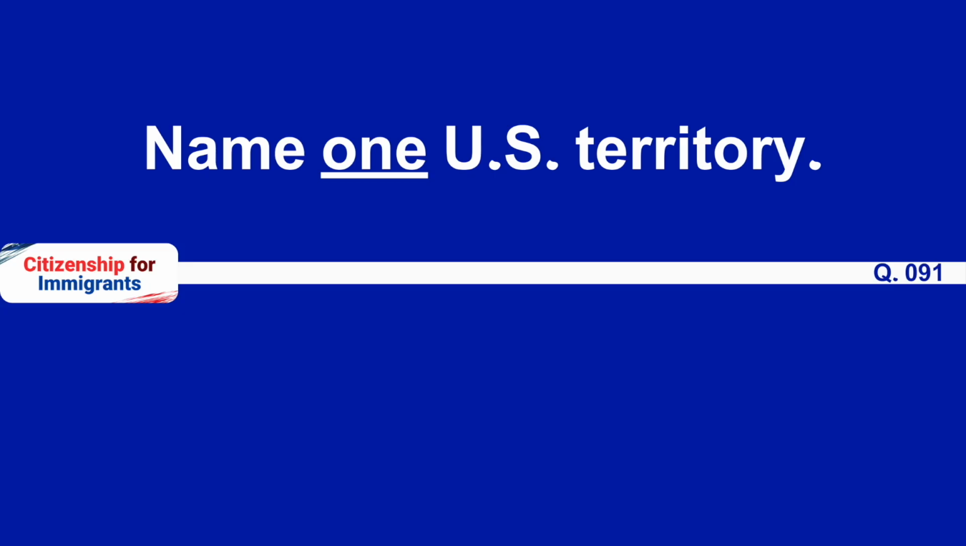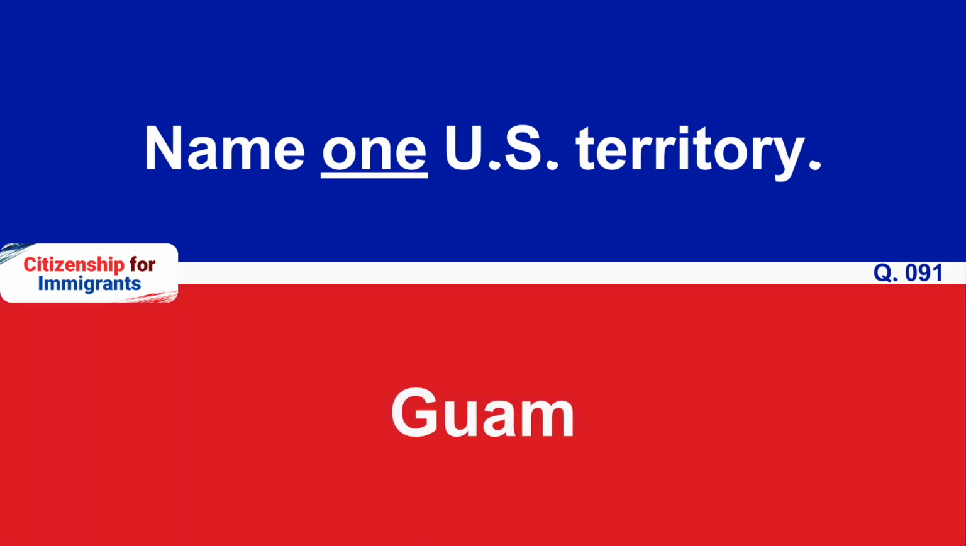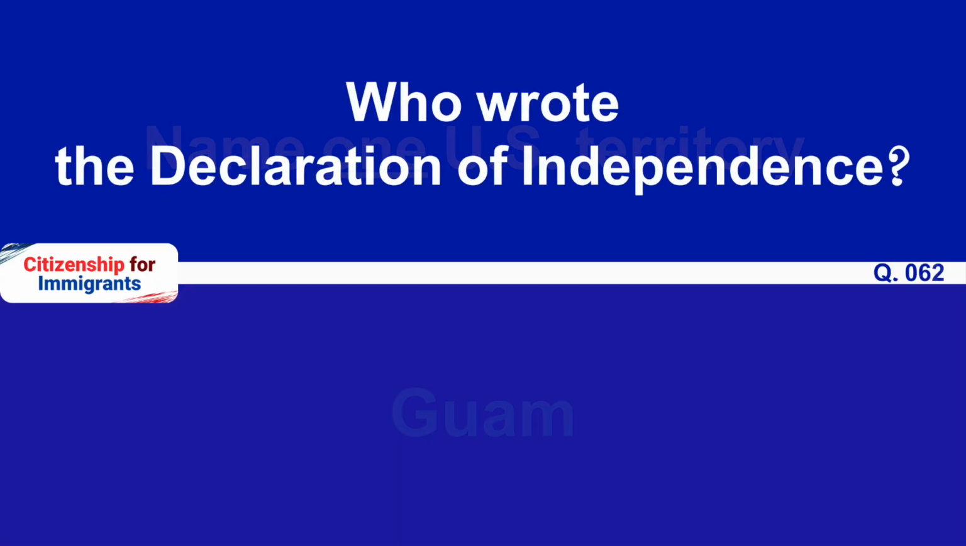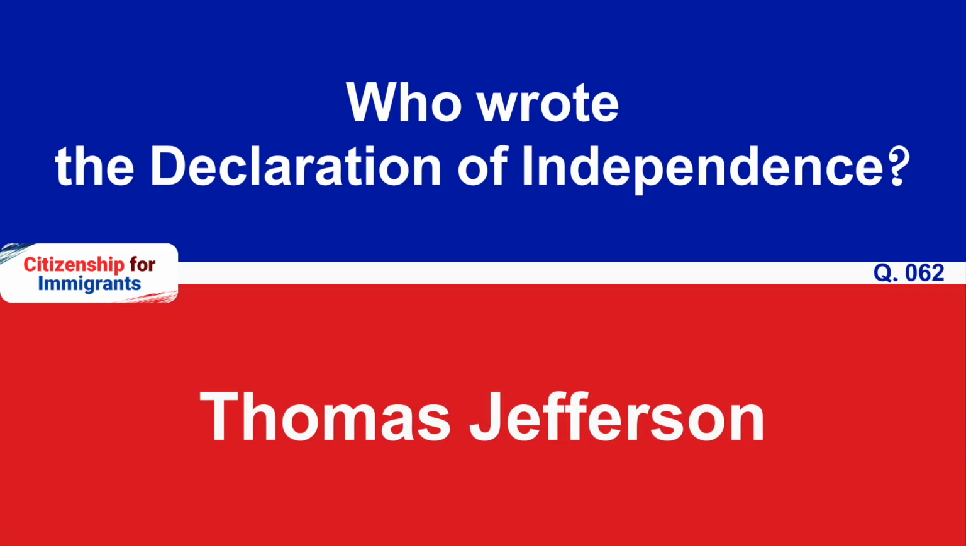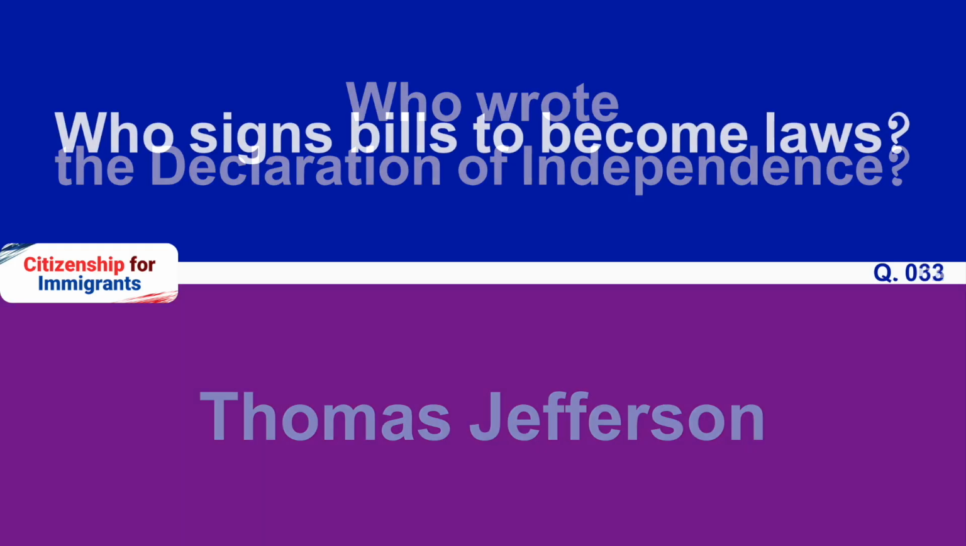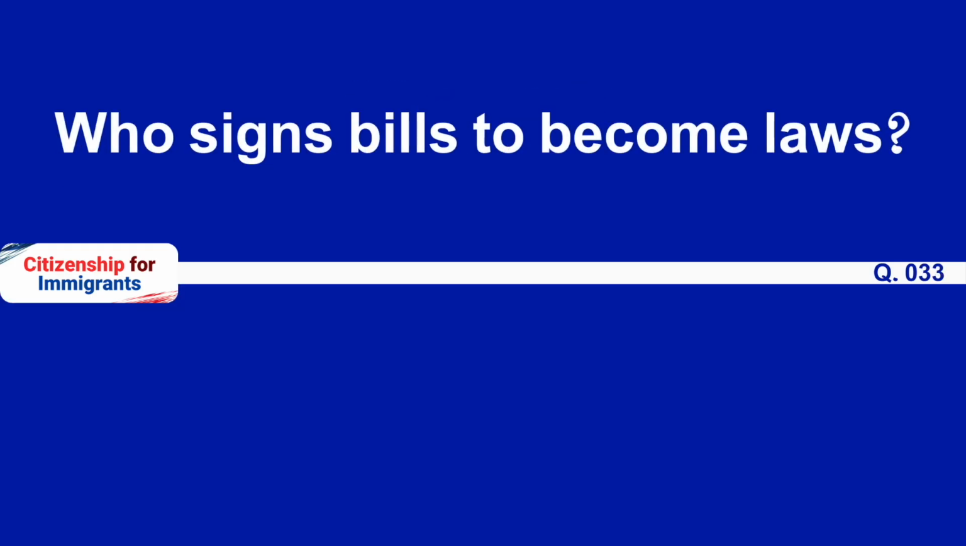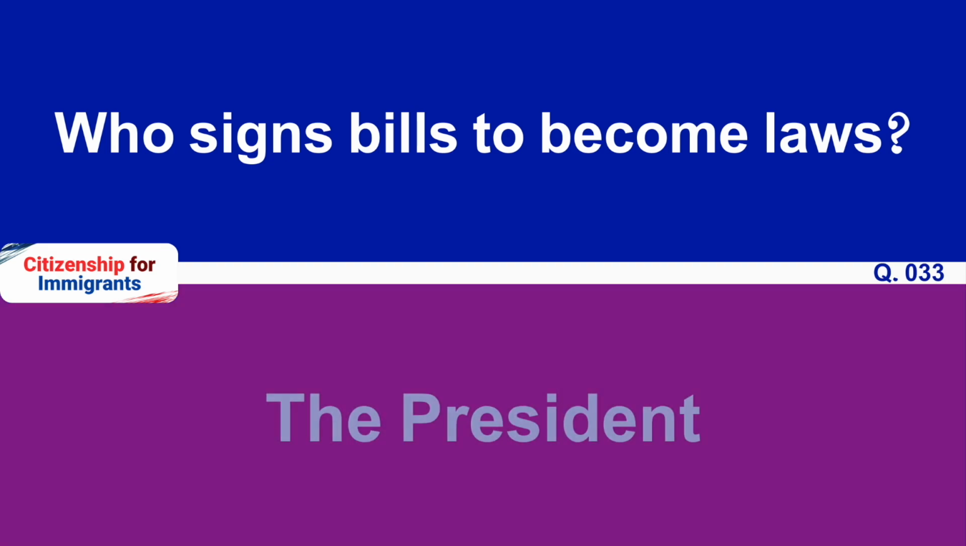Name one U.S. territory. Guam. Who wrote the Declaration of Independence? Thomas Jefferson. Who signs bills to become laws? The President.